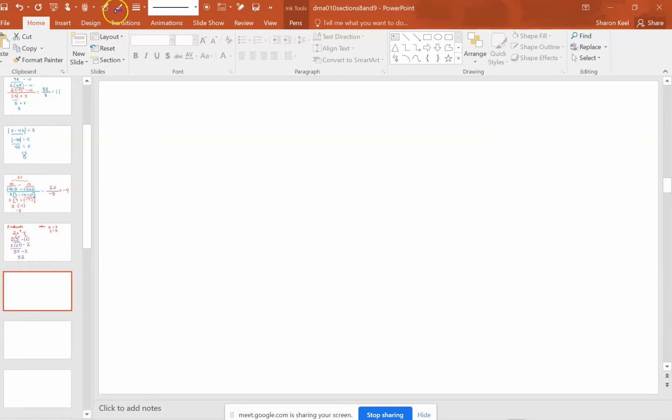Our very last section that we have is section 9. Section 9 is geometry.